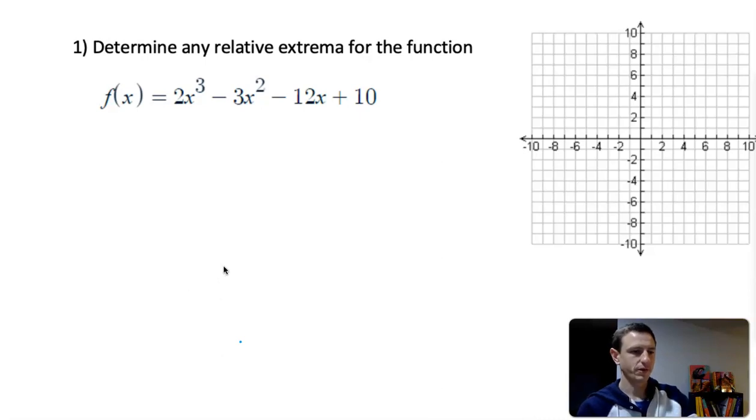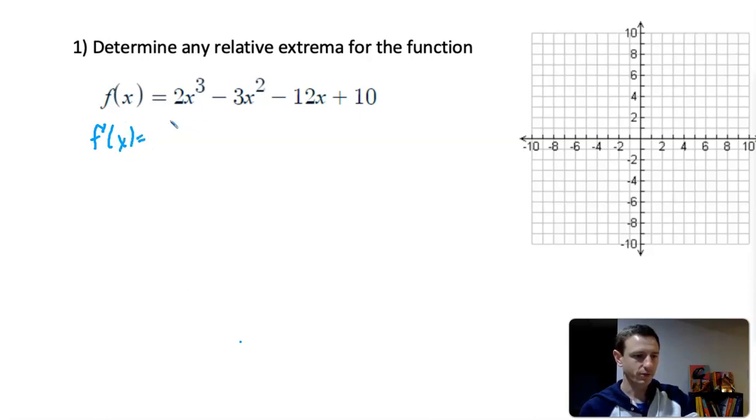In this example, we want to determine any relative extrema for the function 2x to the third minus 3x squared minus 12x plus 10 and throw it onto a graph. So the first thing we want to do is use that first derivative test. So we're going to take the first derivative.